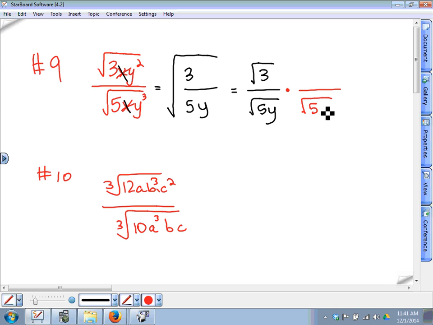So you multiply it by itself. The one that's the problem is the square root of 5y over the square root of 5y. So on the bottom we're just going to have a 5y. If you multiply a square root with itself, the square just disappears, and you're left with what's on the inside. So it's 5y. But square root of 3 times square root of 5y is the square root of 15y.